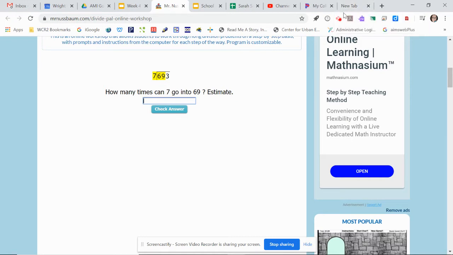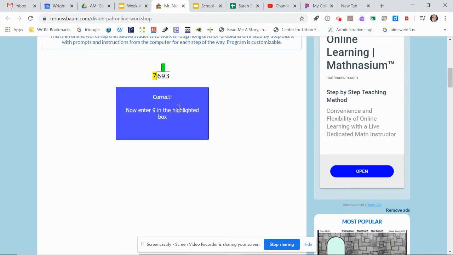You should have your assignment notebooks. You have your multiplication charts in there. So use your resources. All you're trying to look for is the closest 7 can get to 69. We know 7 times 7 is 49, 7 times 8 is 56, 7 times 9 is 63, 7 times 10 is 70, which is too far. So I'm going to go with 7 times 9. I'm going to check my answer.